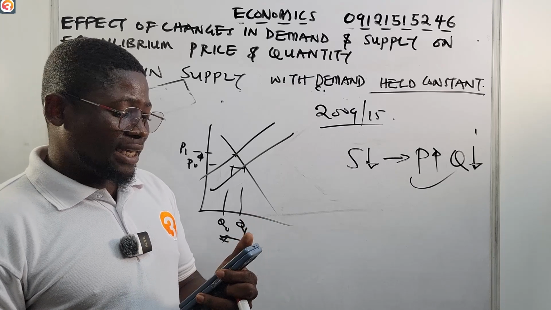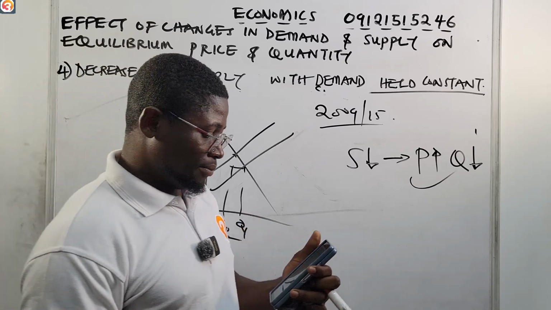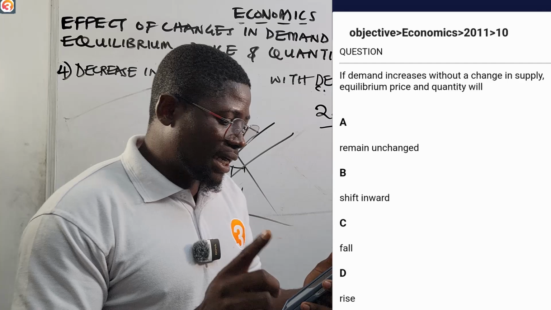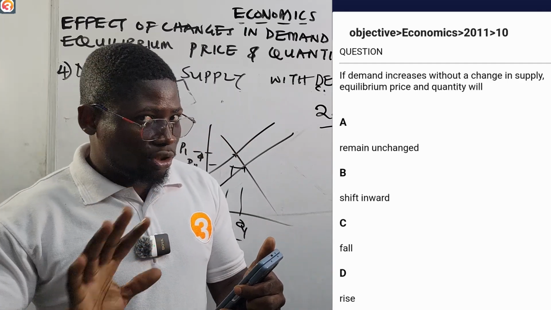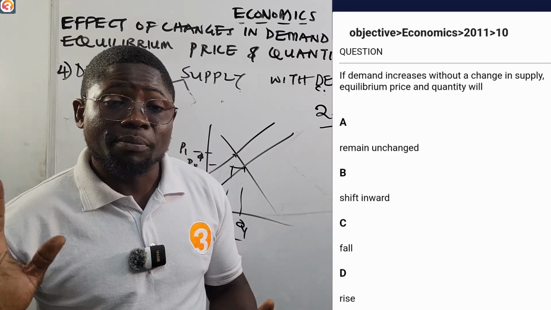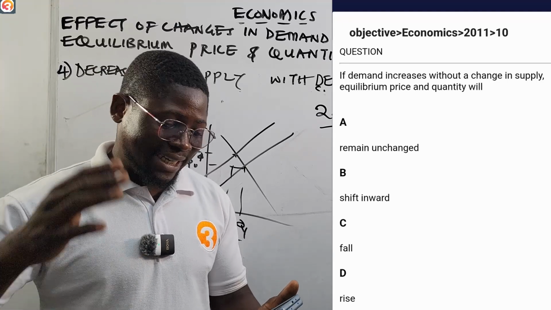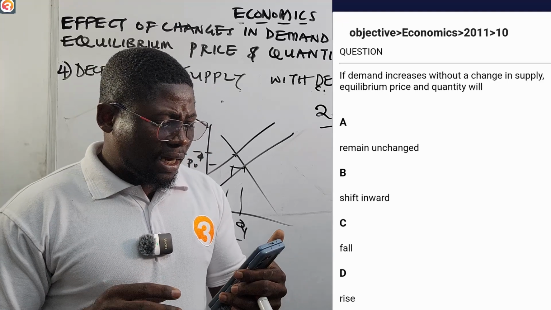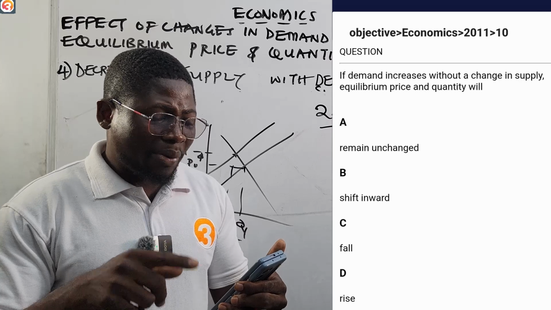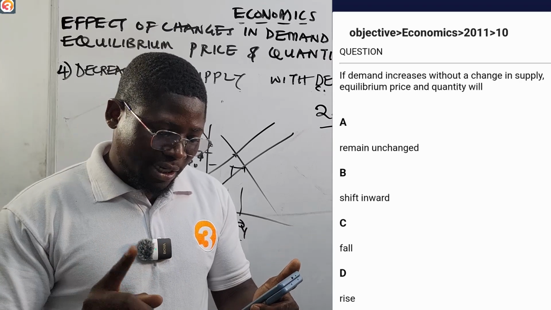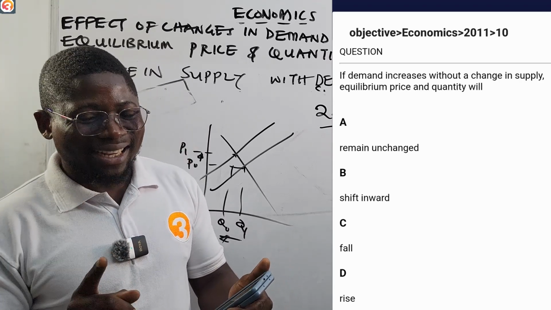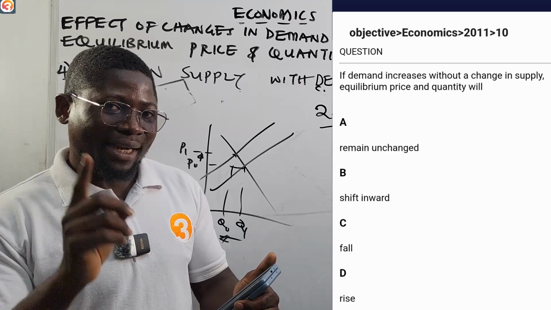Now, last question. Let's see another question. 2011 number 10. They say if demand increases without a change in supply, so supply is constant and demand increases, what happens? Price increases, quantity increases. Equilibrium price and quantity will rise. It will increase. The answer is D. Equilibrium price and quantity will increase.